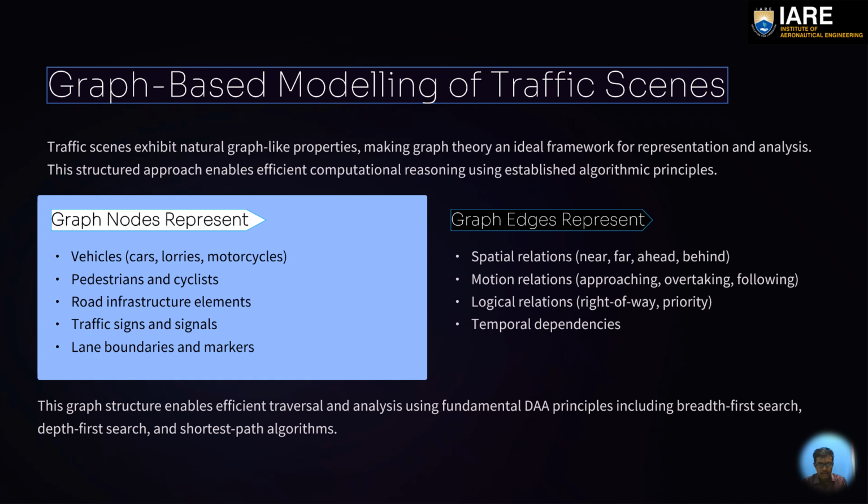The graph nodes represent vehicles. Vehicles include cars, lorries, motorcycles, or whatever we know. Pedestrians and cyclists, road infrastructure elements, traffic signs and signals, and lane boundaries and markers. Graph edges represent spatial relations such as near, far, ahead, behind, motion relations, approaching, overtaking, following, come under them, and logical relations, right of way, priority, and finally temporal dependencies.